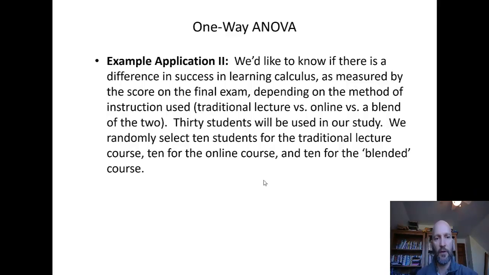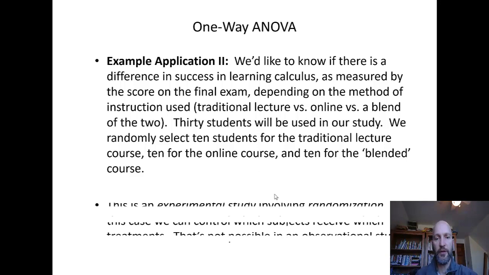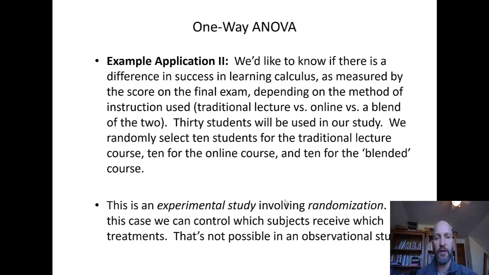In the second example, we want to know if there's a difference in success in learning calculus based on the method of instruction. So we've got the traditional lecture courses, online courses, and a blend of the two. And we're going to take 30 students and randomly assign them to one of those courses. So there'll be 10 in each course. And we call this an experimental study or experimental design involving randomization.